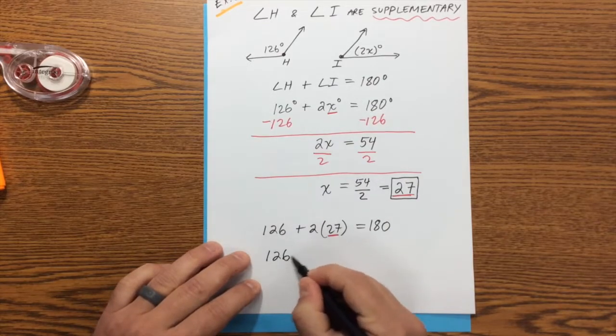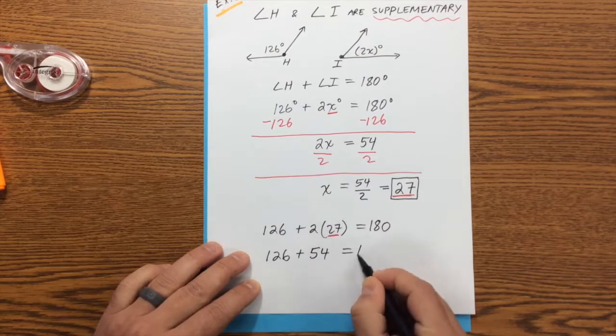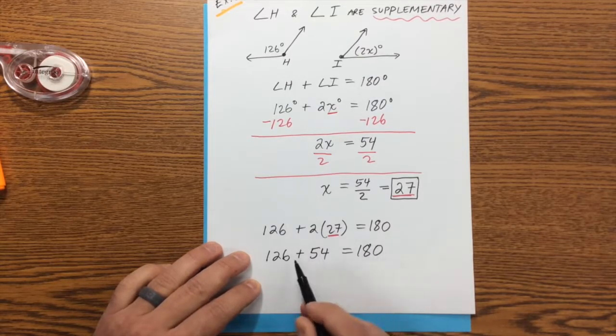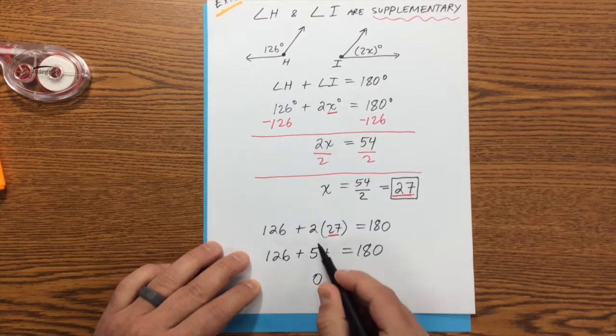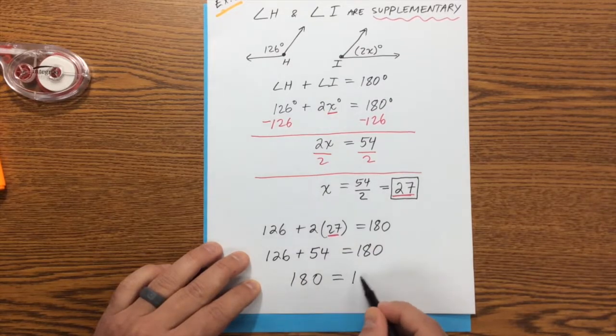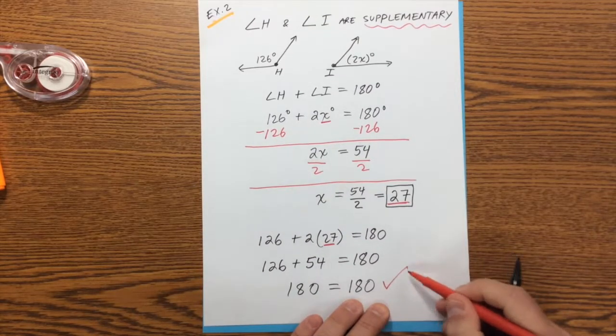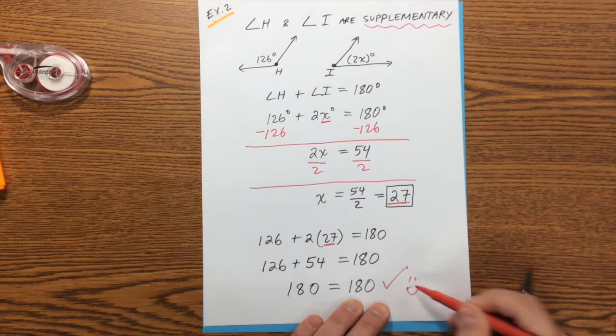So if you add this, 4 and 6 is 10, carry the 1. 6 and 2 is 8. So yeah, that's correct. That is absolutely correct. Okay, smiley face.